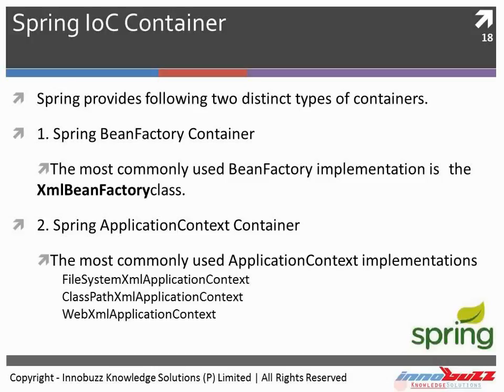The most commonly used application context implementations are FileSystemXmlApplicationContext. This container loads the definitions of the beans from an XML file. So here you need to provide the full path of the XML bean configuration file to the constructor. Next is ClassPathXmlApplicationContext. This container loads the definitions of the beans from an XML file. So here you do not need to provide the full path of the XML file, but you need to set the classpath properly because this container will look for the bean configuration XML file in the classpath.